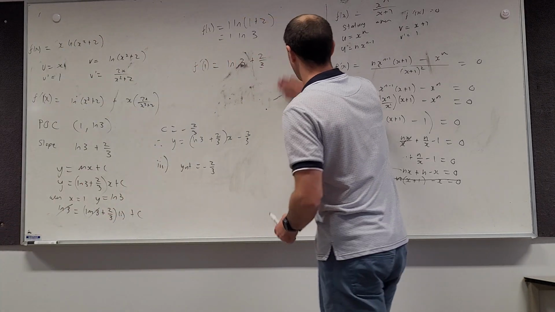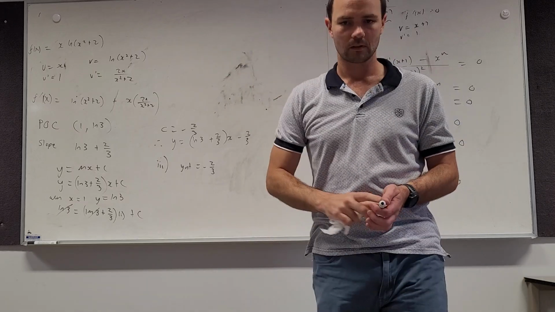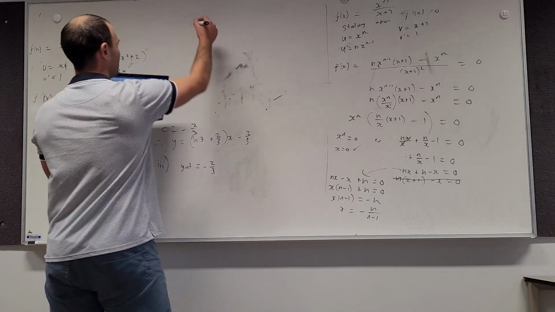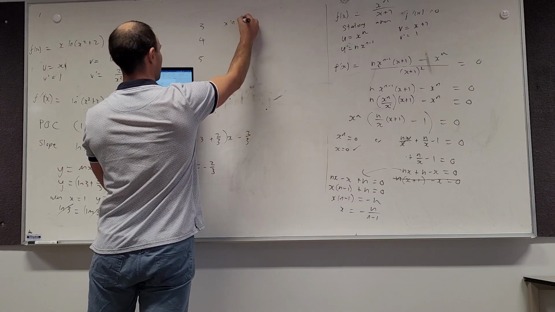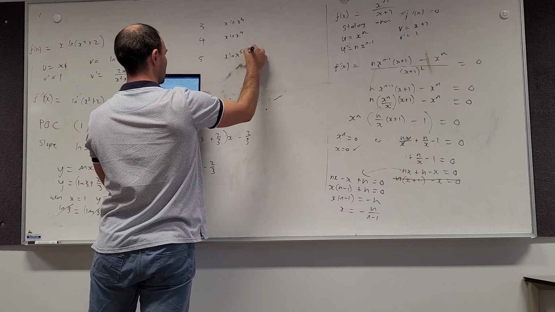All right, I'll clear a bit of space here. So, next part said, consider the family of functions x ln of x to the n. So again, we're changing that value of n. And they've even filled the table in for us. Look at that, beautiful. Fantastic. Okay, so I'm going to fill that table in. 3, 4, 5, x ln x to the 3, x ln x to the 4, x ln x to the 5.